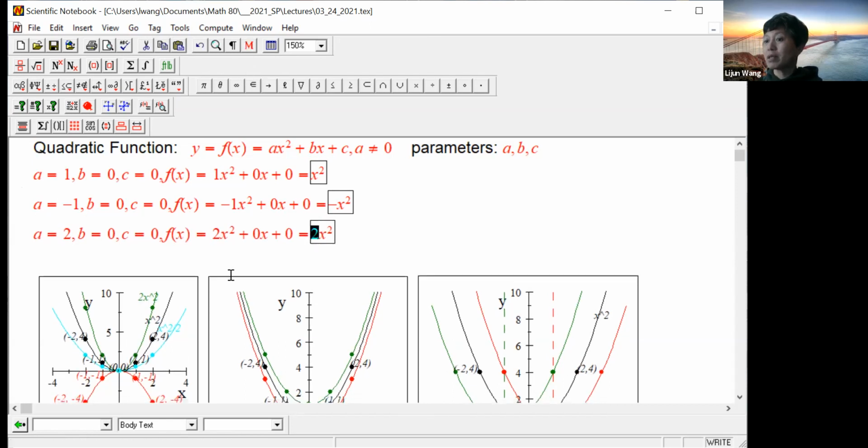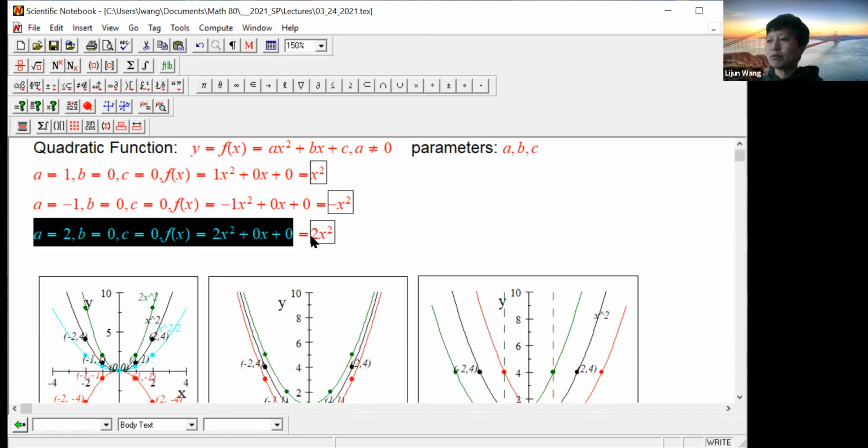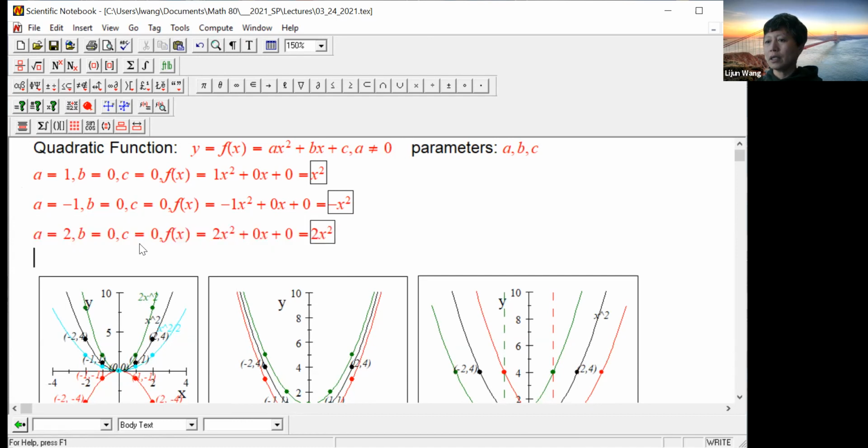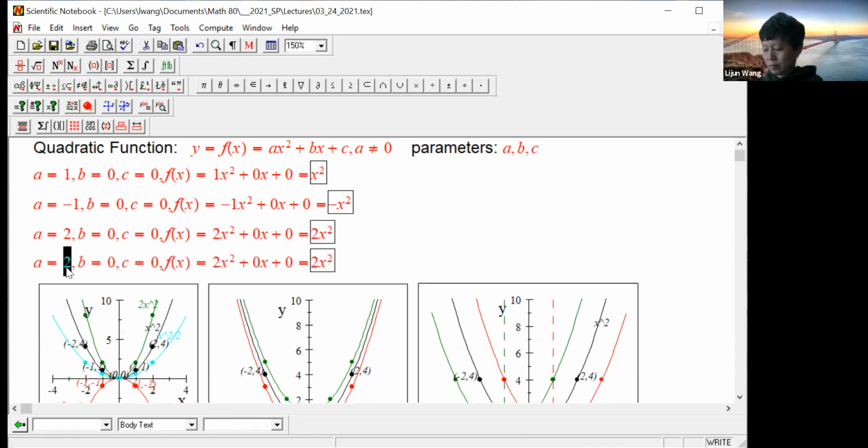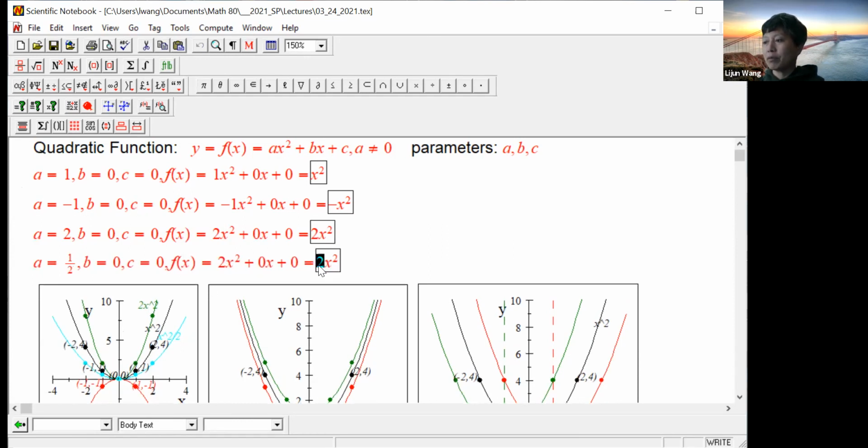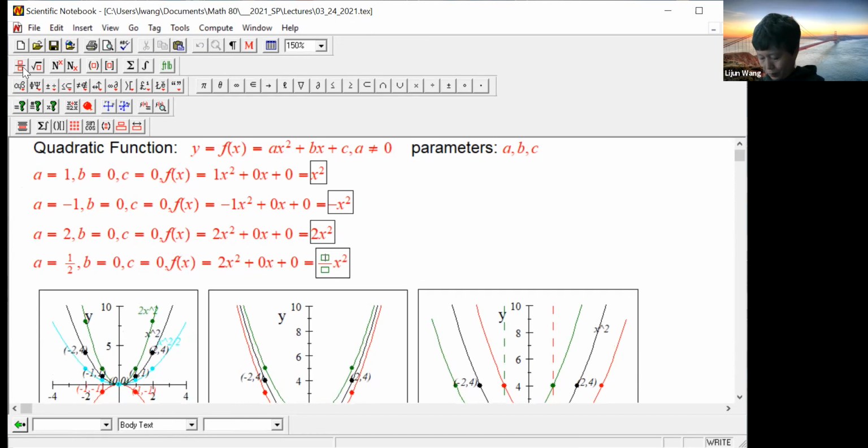Do we know 2 times x squared? Yes, we do, we did it. And what if we turn A equals 1/2? Then we're going to have half x squared. Do we know the picture of 1/2 x squared? Yes, we do. That's the blue in here. And 2x squared is green, negative x squared is red, and x squared, of course, is black. Are you guys with me?